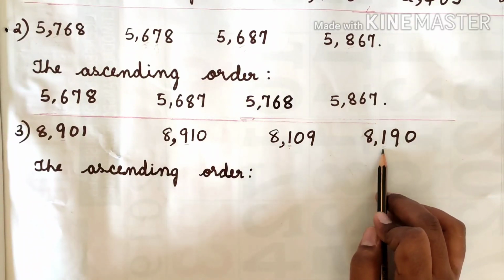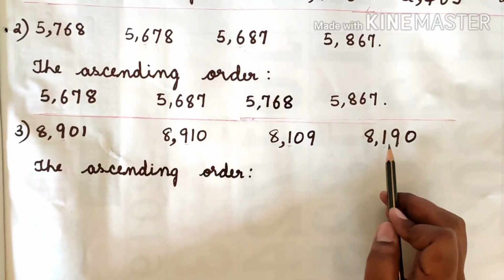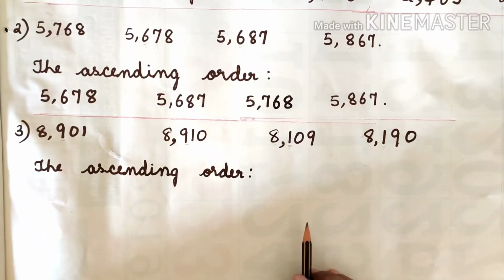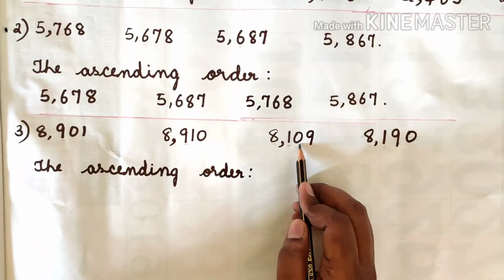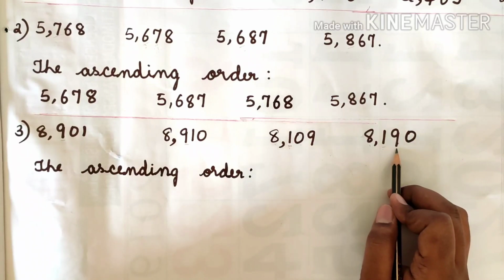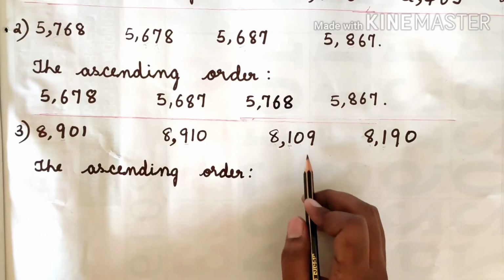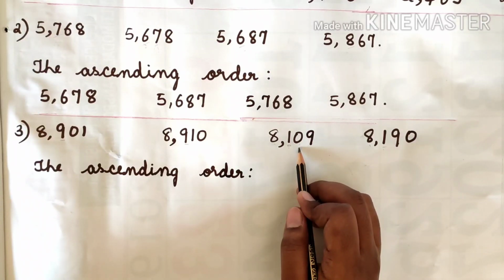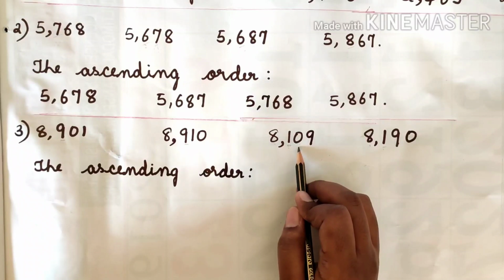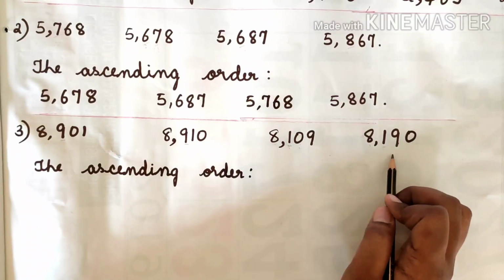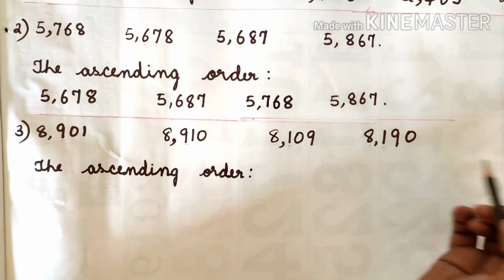So again now what shall we do? When thousands and hundreds are same, what are we supposed to do? Compare tens. 0 in tens place, 9 in tens place. So out of 0 and 9, which is the smallest number? 0 is the smallest number. So we have to write this number first. This is the second number.